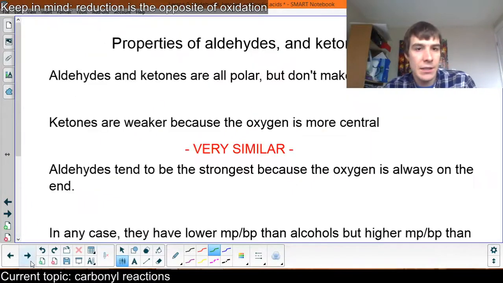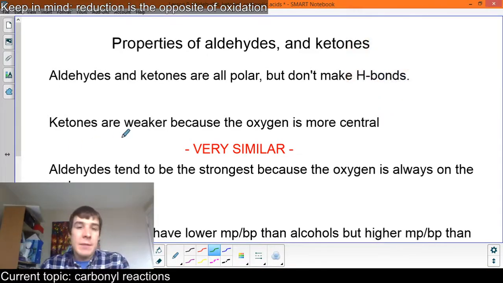I think that's actually it. Properties is the last thing we want to talk about. So properties: aldehydes and ketones are polar because of the influence of the oxygen, and because of the trigonal planar geometry. But they won't make hydrogen bonds, right? Because the oxygen has to be attached directly to a hydrogen in order to make hydrogen bonds.